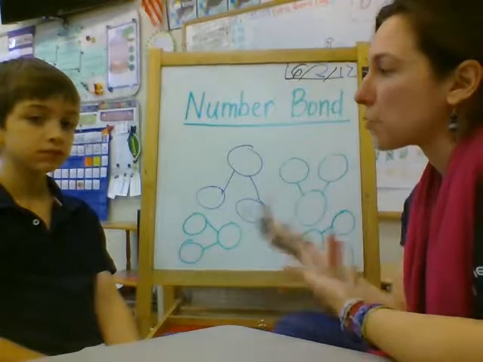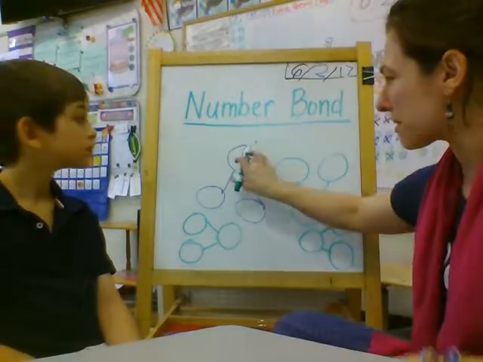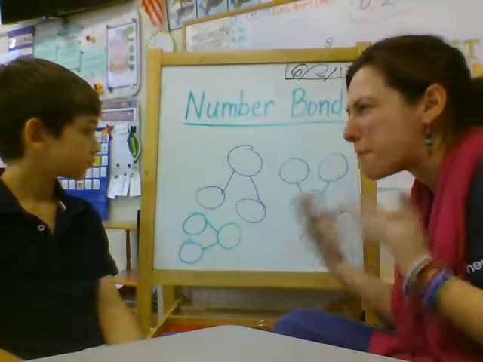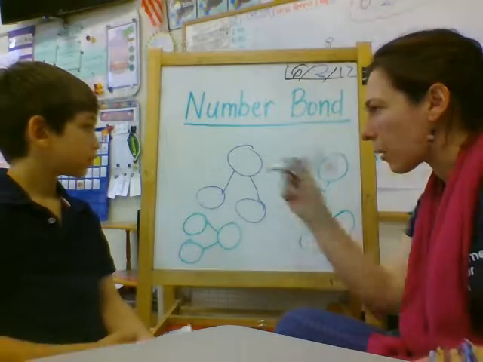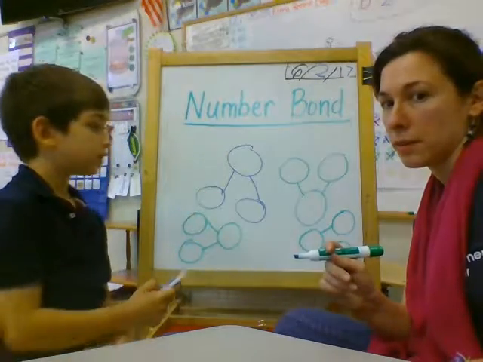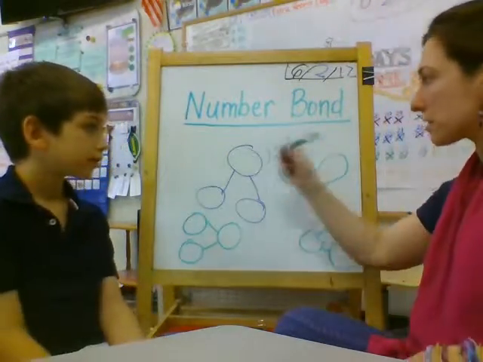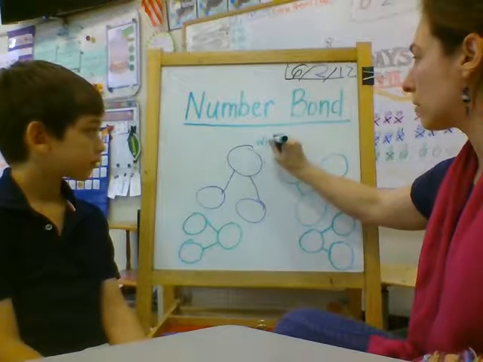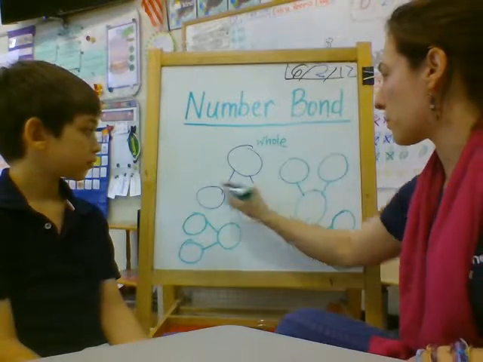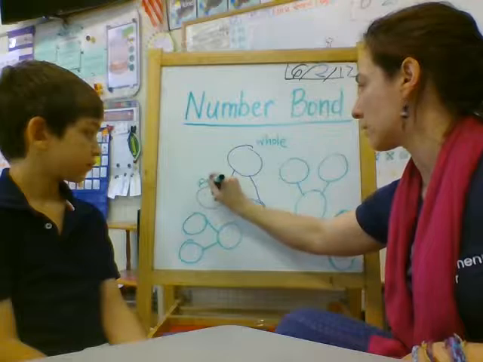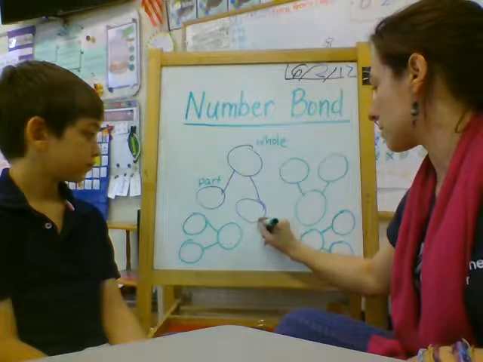So now, how do we use a number bond? What do these different circles mean? Like, what is this one? This is the whole. Okay, so this is the whole, and these 2 are parts. So this is a part, and this is a part.